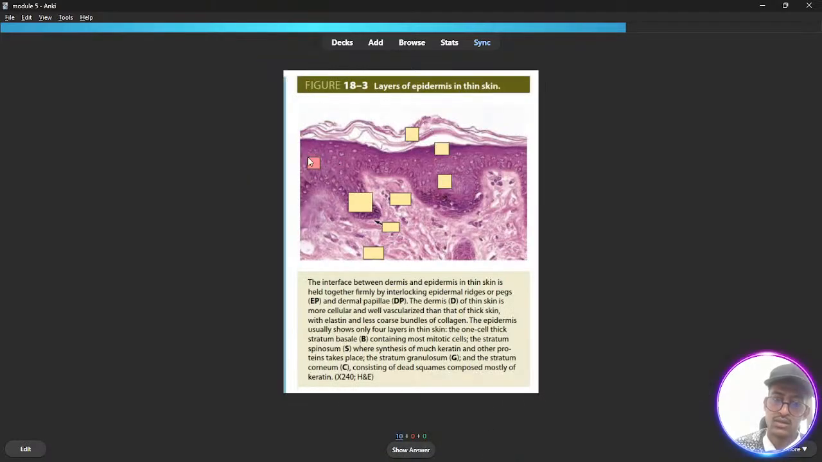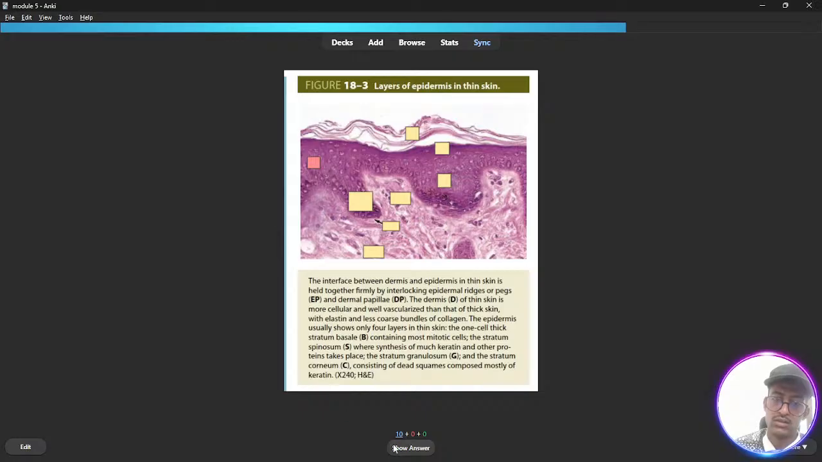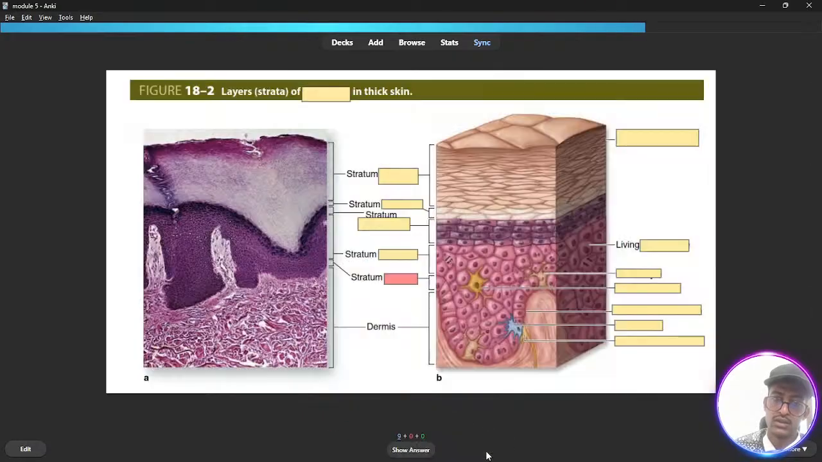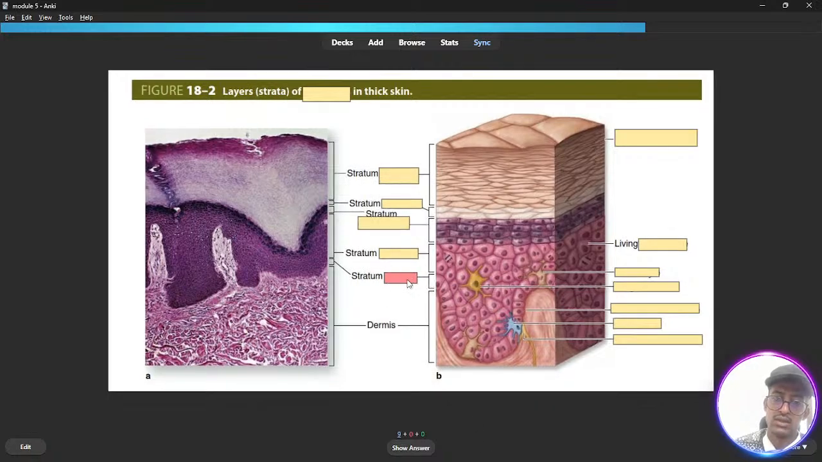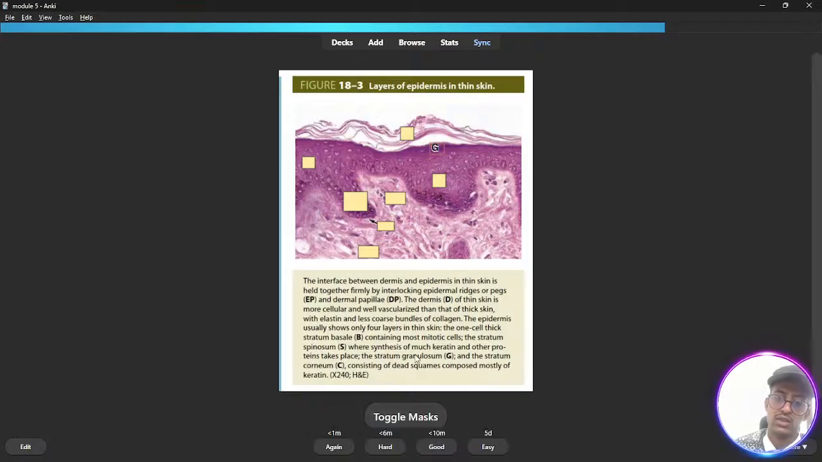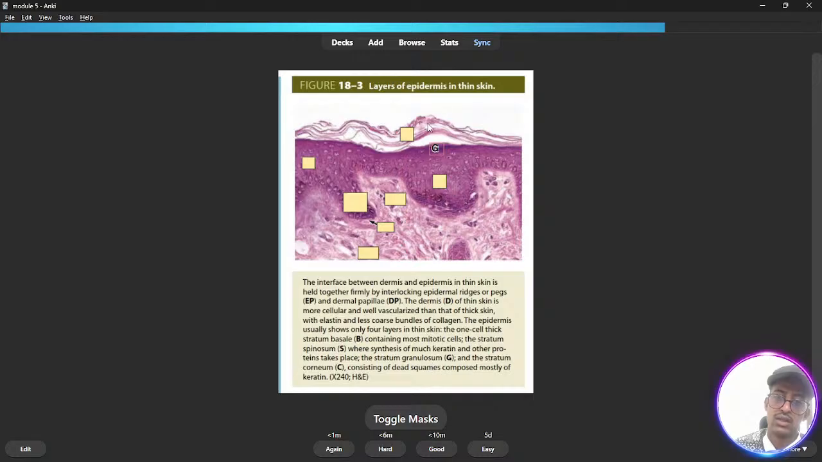This one is more, what did I get? This one is spinosum. This one is also spinosum. S spinosum, yes sir. Stratum, what the hell? Stratum, boom, stratum basale. Easy, man. This one is stratum on the upper layer, no? So stratum lucidum now, because G granulosum. Okay, granules are lucid.